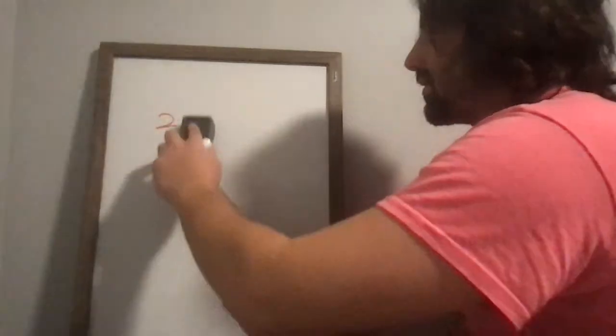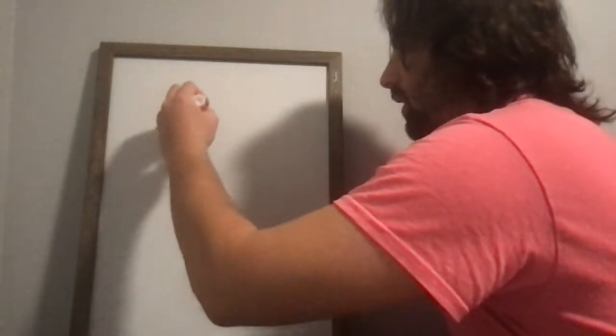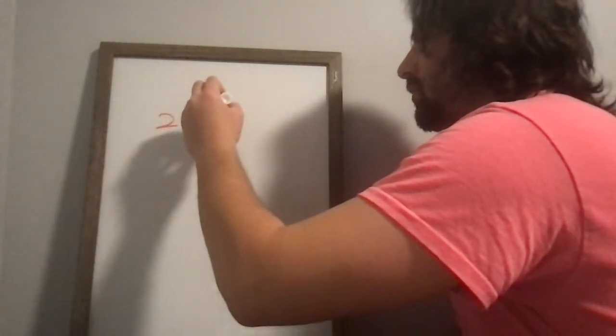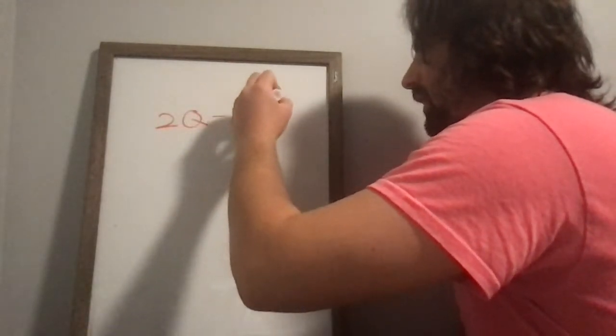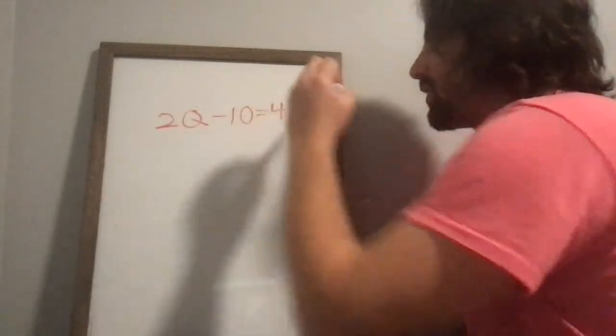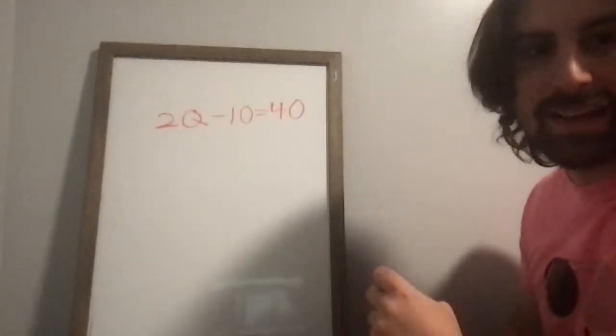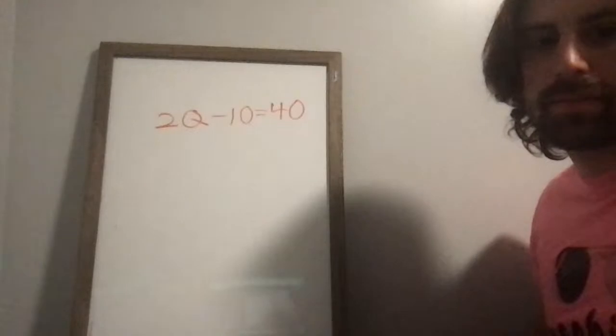Going to do a 2z, but z's and 2's look very similar, so I'll do a q. 2q minus 10 equals 40. All right, 2q minus 10 equals 40. That is my next problem.